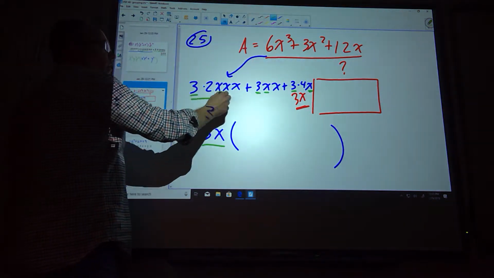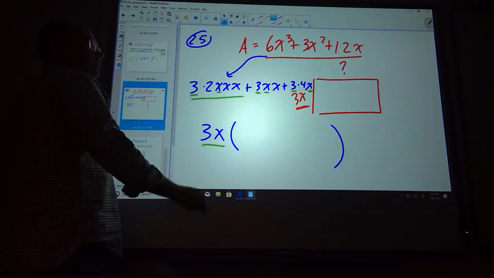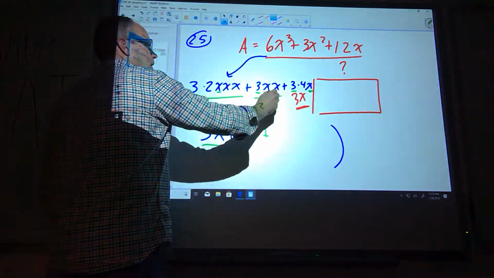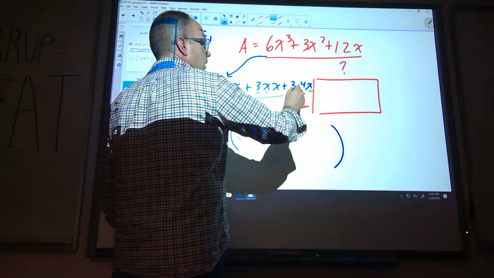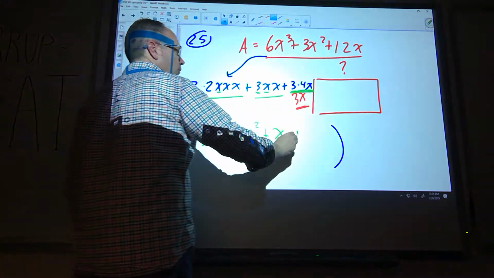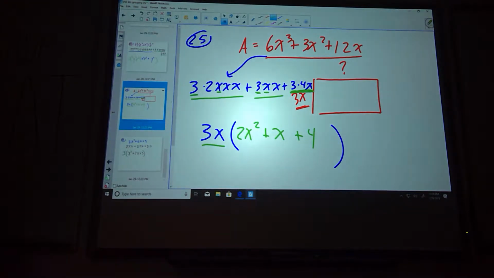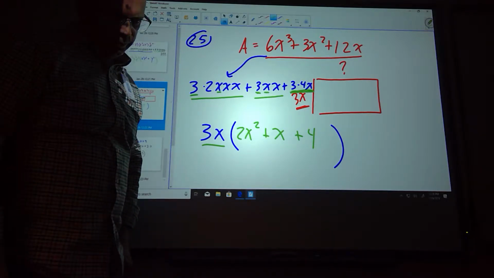What do I have left right here? 2x squared, good. Plus sign. What do I have here? x. And then what do I have here? 4. Done. So the missing side is 2x squared plus x plus 4. I think I answered that question all the way.